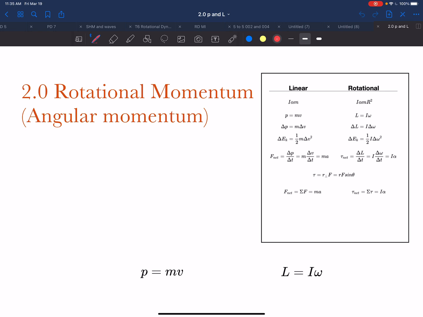Welcome to this installment of rotational momentum, or, more accurately known as, angular momentum. Where we're situated here in our study of circular and rotational motion is we have our comparable formulas and relationships: linear momentum and angular momentum.